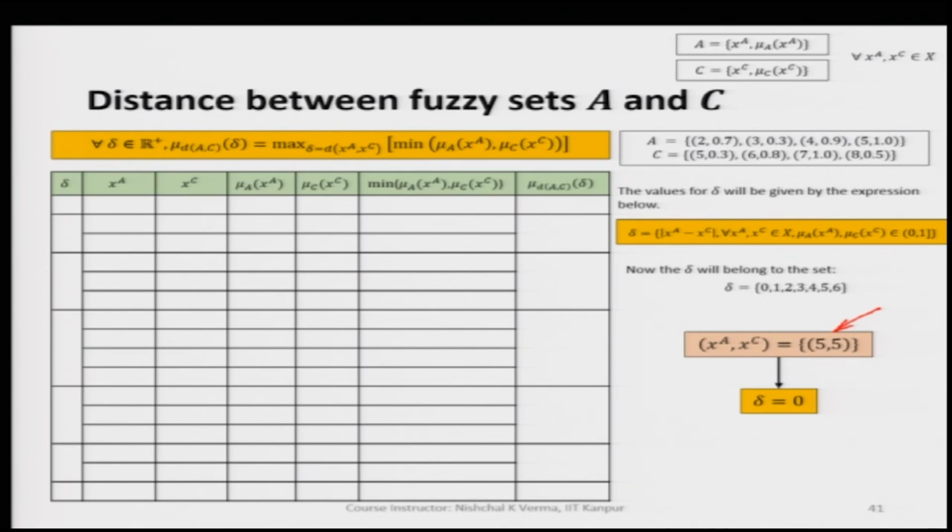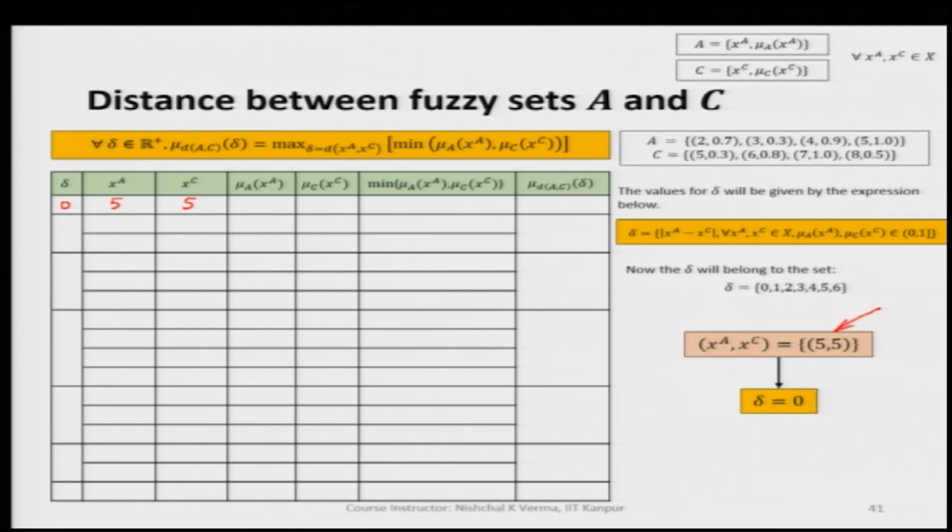As we have already seen in the previous examples, we have a delta column, which is the first column. So, let us enter the delta value, and this is nothing but 0, in the first row. Now, let us take these values of x a and x c, 5 and 5, for which delta is coming out to be 0. We can fill these entries, and now we will go ahead and find the corresponding membership values.